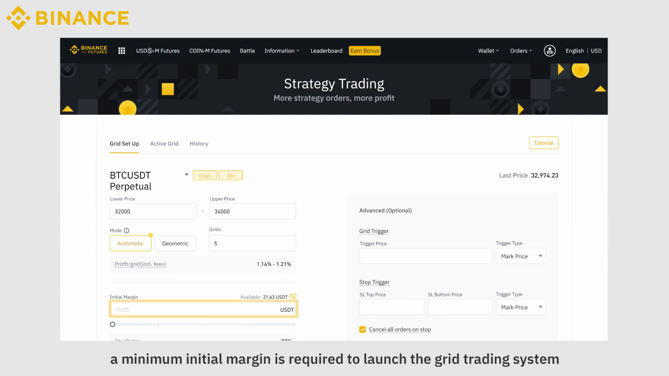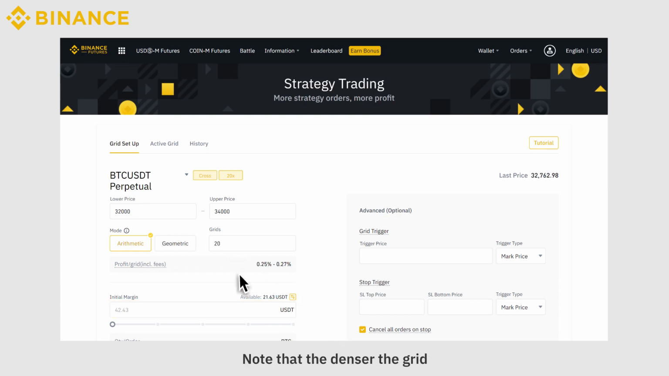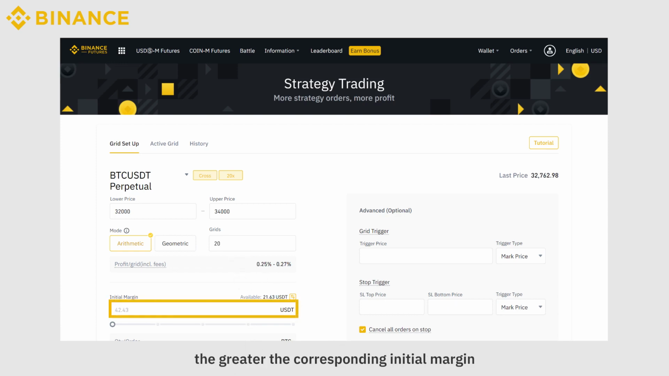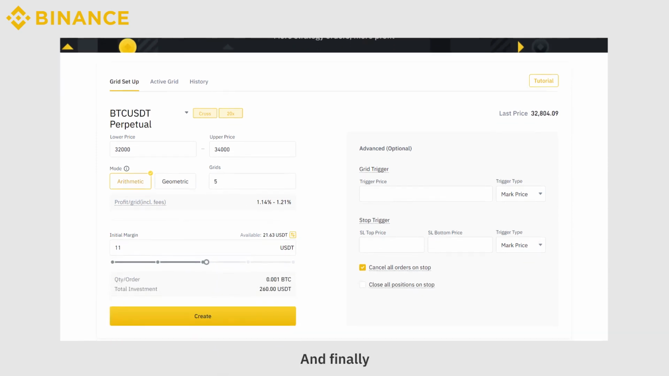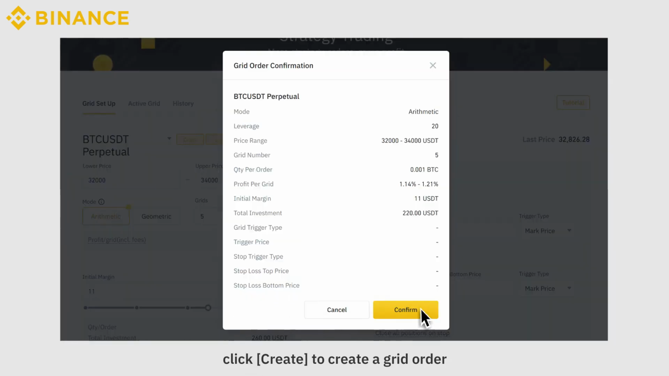Please note that a minimum initial margin is required to launch the grid trading system. Note that the denser the grid, the greater the corresponding initial margin. Please make sure that your available balance and maintenance margin are higher than the initial margin. And finally, click Create to create a grid order.